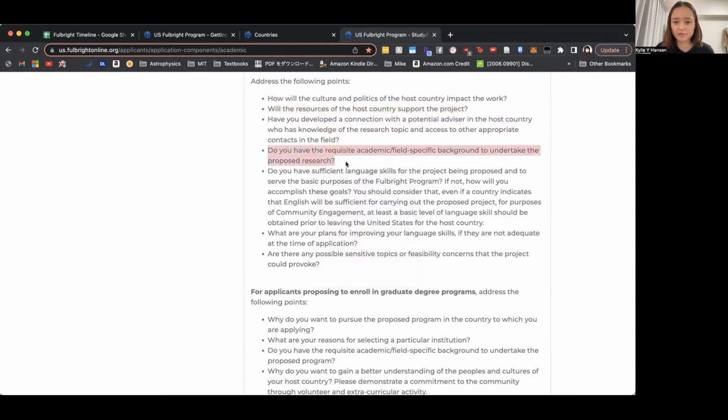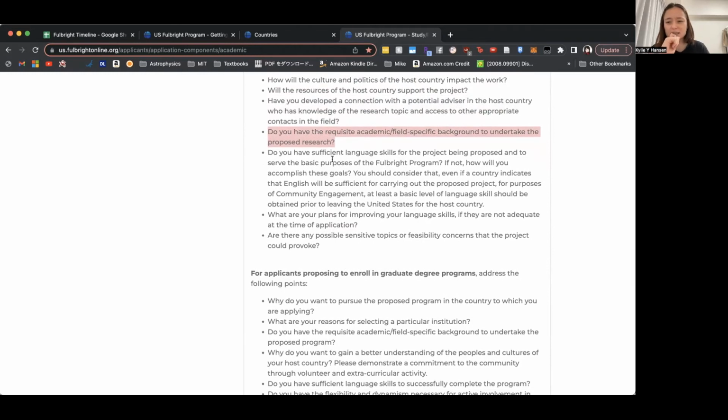Okay, next, do you have the requisite academic field specific background to undertake the proposed research? This one was mentioned earlier. So I think like some of these, you could say the same thing, so you don't need to repeat yourself. Always be concise because you only have 2 pages to cover all of this. So if you see it overlapping, you don't need to repeat yourself.